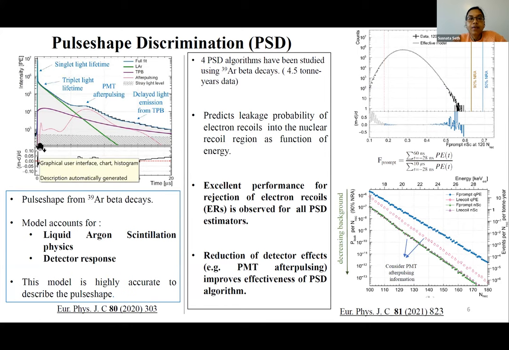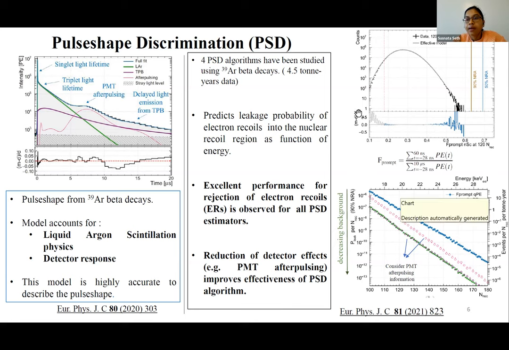Very recently, we have also studied 4 PSD parameters using these argon-39 beta decays. This is one of the PSD parameters, which is called Fprompt. The numerator is the scintillation light within the narrow time window, whereas the denominator is the scintillation light in the wider time window. Black points here are from the data, whereas the gray line is from the model. And this line corresponds to 90% nuclear recoil acceptance.